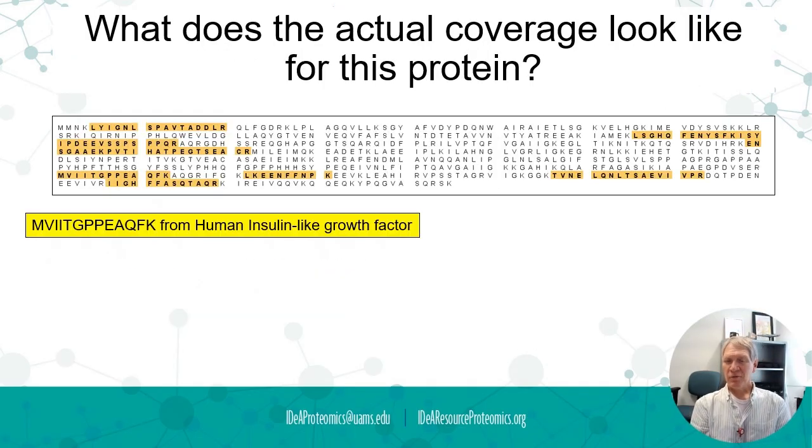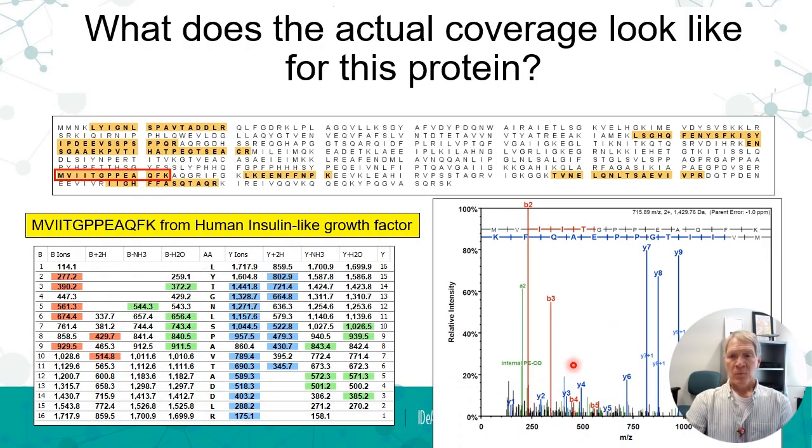So what does the actual coverage look like for this protein? After doing a real experiment with samples that have this protein in it, we found this coverage. This is what we call a coverage map, where what's outlined in gold here are the peptides that were actually found from this human insulin-like growth factor. And if we look at just specifically the MS2 signal for this peptide, we get something that looks like this. You'll see over here these matching Y ions and B ions that match to this table.